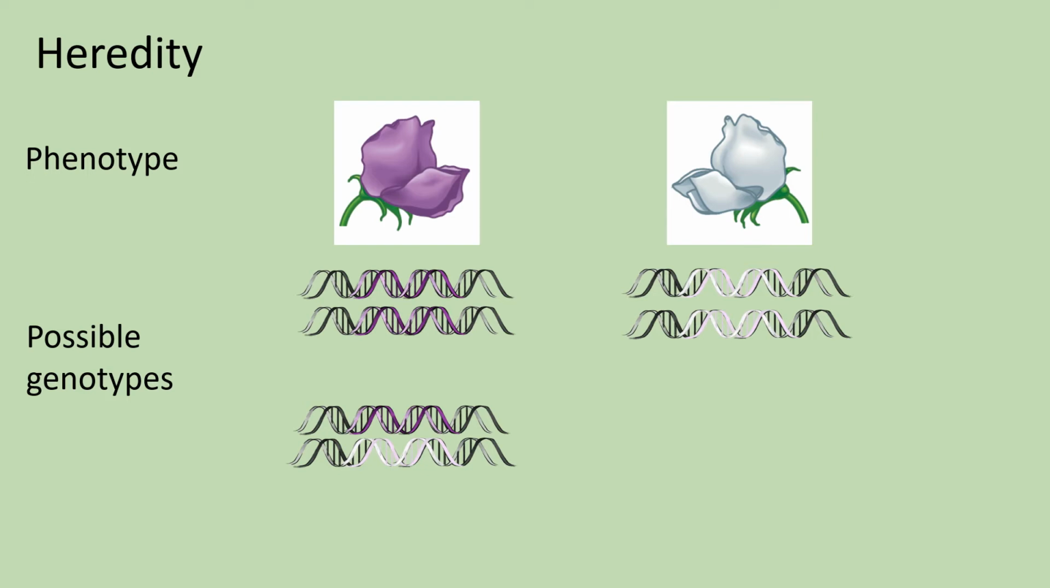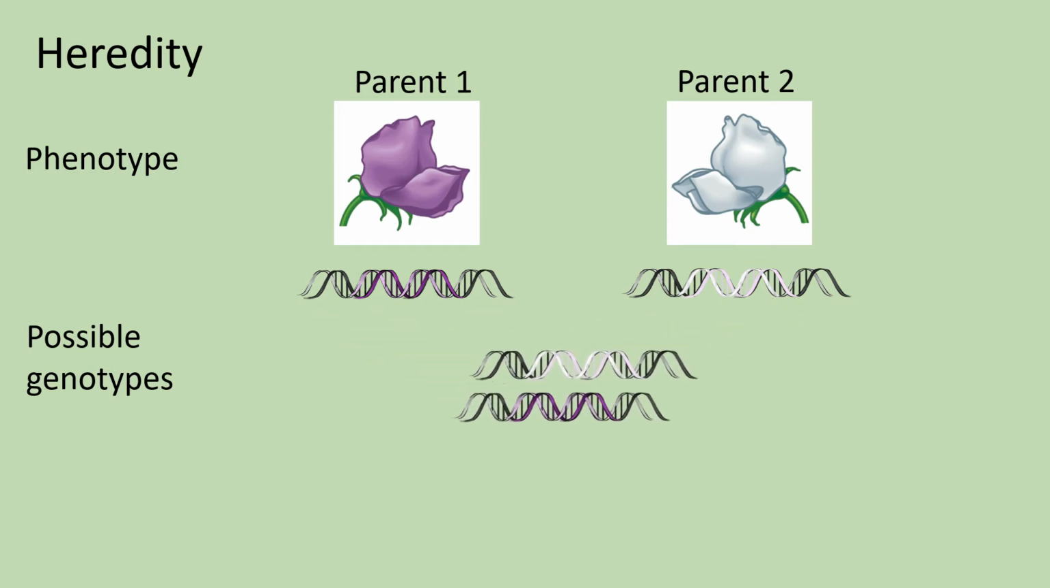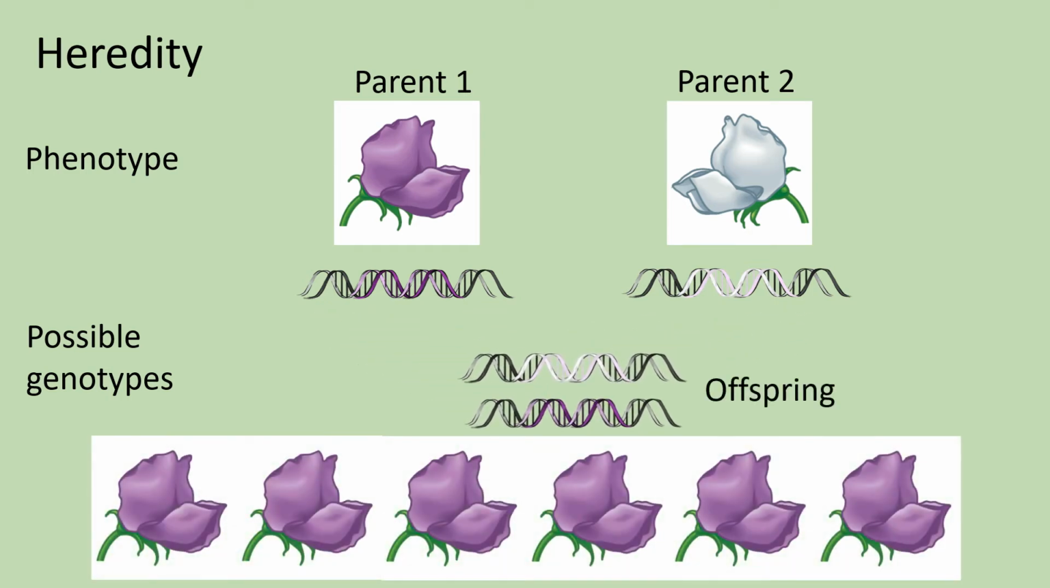Traits that have such simple heredity are easy to breed in order to obtain desired results. If you know the phenotype of the parents, you can easily predict the genotype and phenotype of all of their offspring. But other traits are not so simple to breed. Let's take the example of yield in wheat.